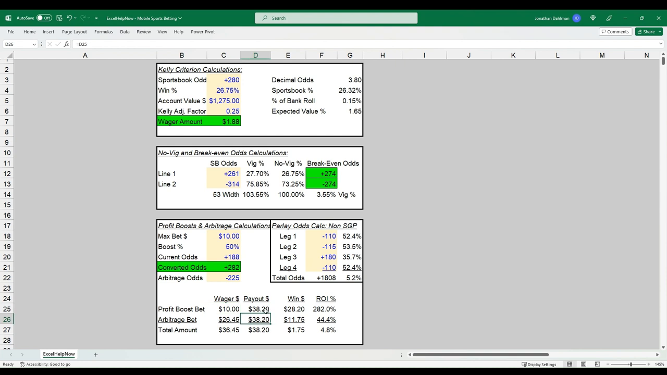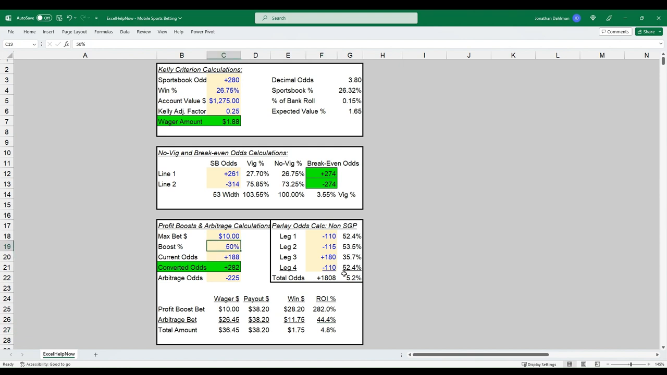So I know that equates to a $38.20 payout with me winning $28.20 with an ROI of 282%. And then my arbitrage bet is going to be $26.45. And that gets me the exact same payout, so $38.20. So I have zero risk right now. And then I'm going to win $11.75 for a risk-free arbitrage opportunity of $1.75 for a 4.8% ROI. So that is how I utilize this calculator.